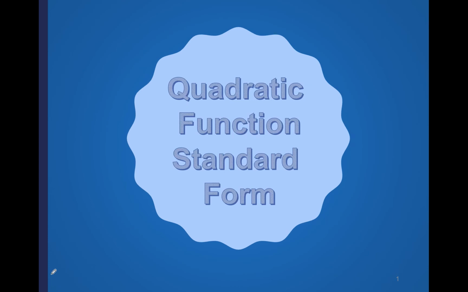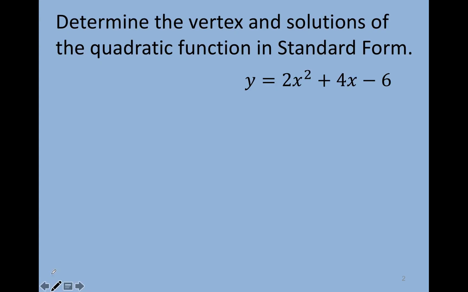Let's do the quadratic function in standard form. The standard form for the quadratic function is y equals ax squared plus bx plus c. So in the example, a is equal to 2, b is equal to 4, c is equal to negative 6. The equation for the vertex, the x value, is x is equal to negative b over 2a.